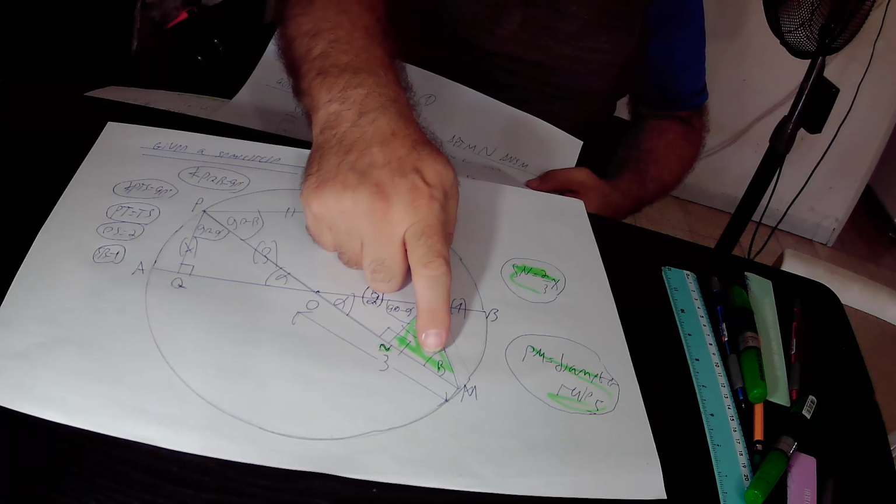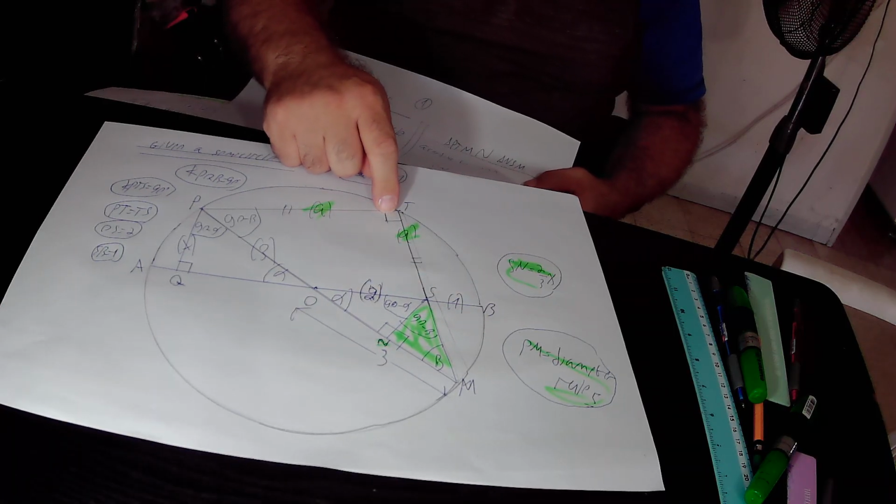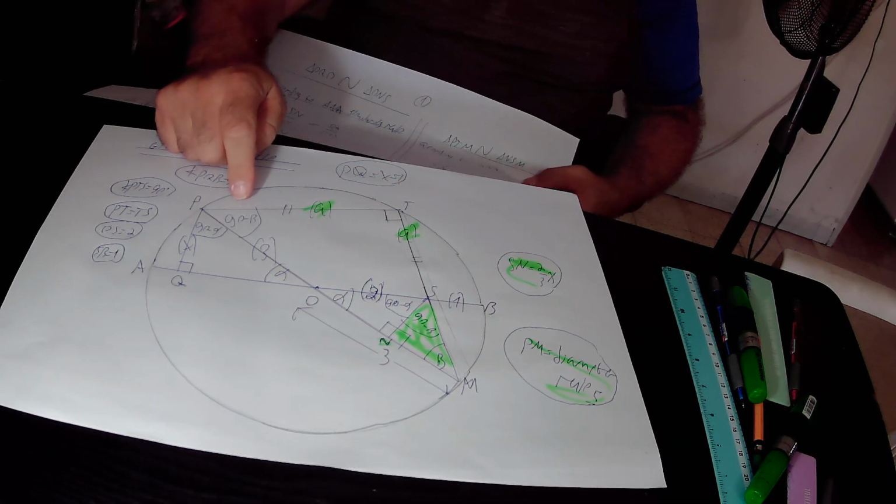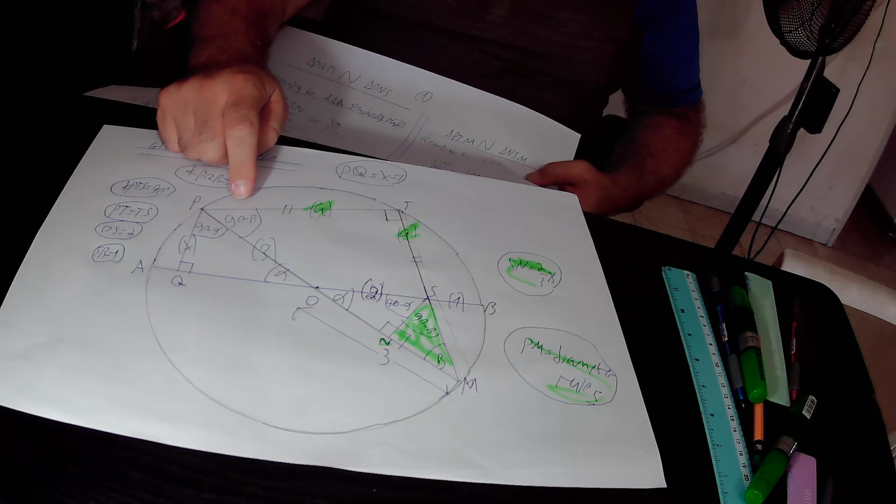So this angle equals beta, and this angle equals 90 degrees. Therefore, this first missing angle must be equal to 90 degrees minus beta, according to the rule that the sum of the angles in a triangle is equal to 180 degrees.